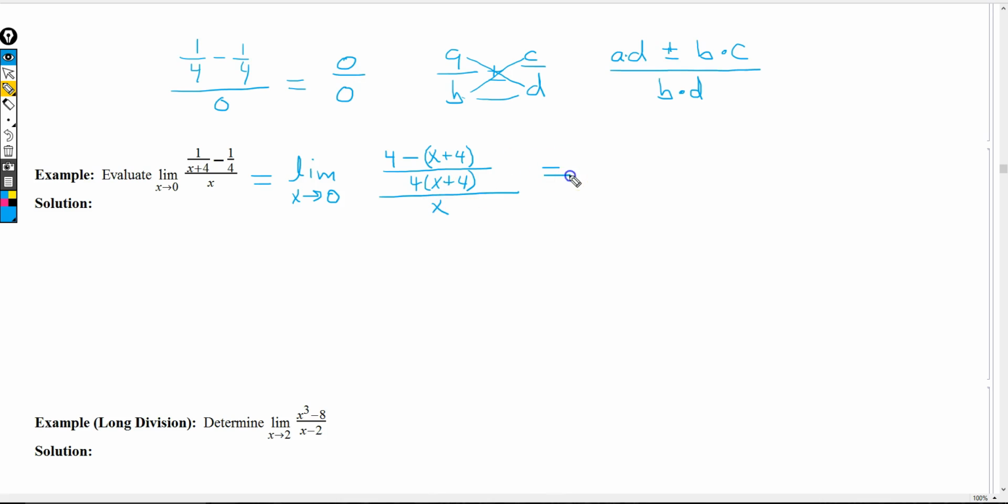Now, let's clean that up a little bit. The numerator up here, these 4's cancel, right? Because I'm subtracting that 4. I'm going to be left with negative x up there. And then in the denominator here, I can distribute that 4 if I want to, 4x plus 16. And then down here, we're going to have x.